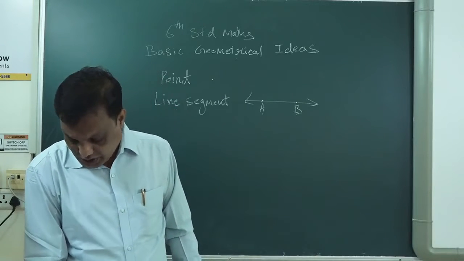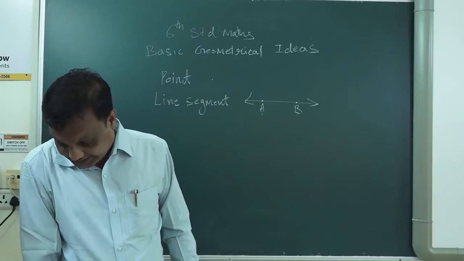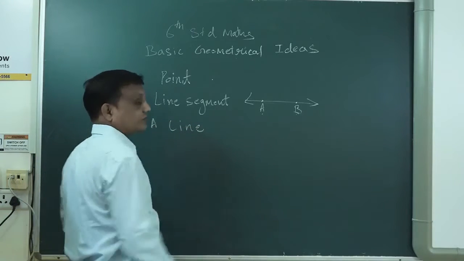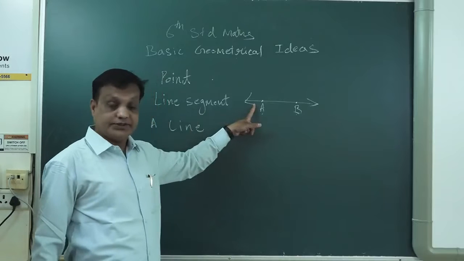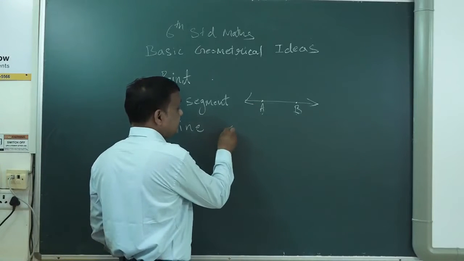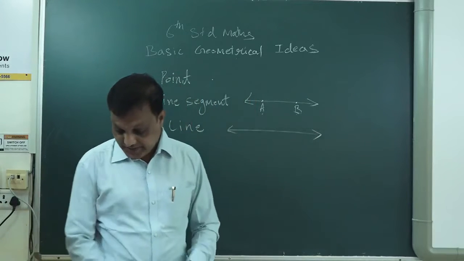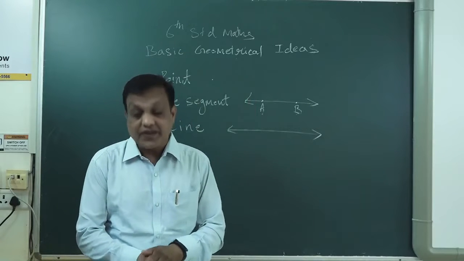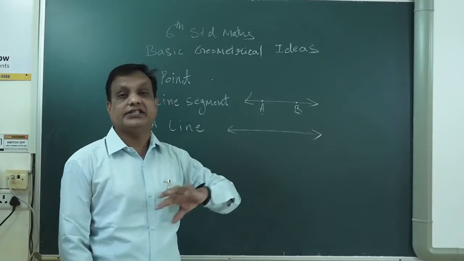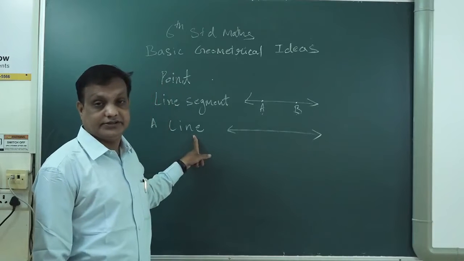Now we are seeing the line. What is a line? Line means a ray where infinite 2 points, unending, starting also not there, ending also not there. It is called a line.